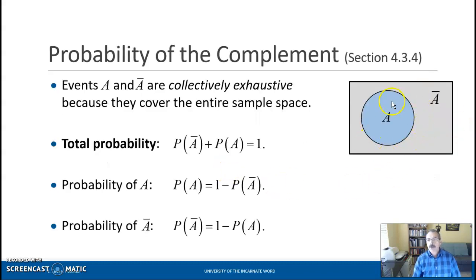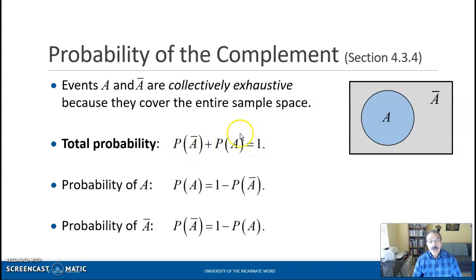Now, if you notice from the Venn diagram, the elements in the event A and the elements in the complement of A cover the entire sample space together. Then we say that A and A complement are collectively exhaustive because they cover the entire sample space. Because of that, we know that the probability of A complement plus the probability of A must be equal to 1 because they cover the entire sample space. And this is what we call the total probability.